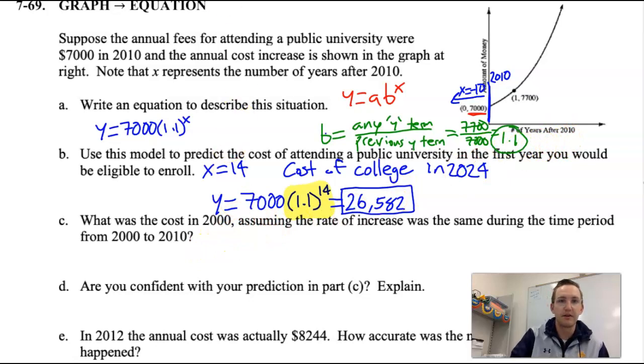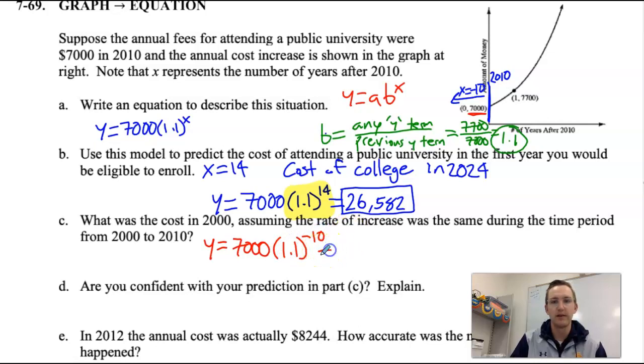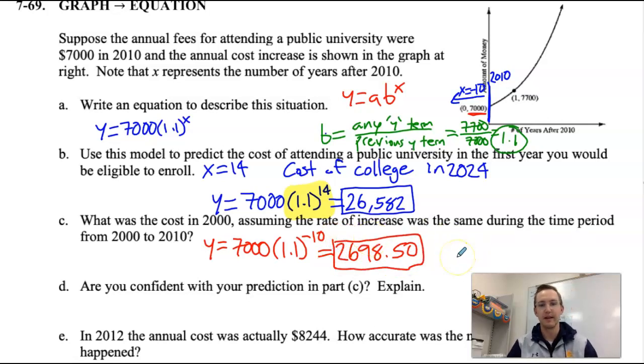So again, if we plug that into our equation, that would get us y equals 7,000 times 1.1 to the -10, which if we evaluate would tell us that we would get a cost of college of $2,698.50 for the year, which is a bargain. Almost makes me wish we could go back in time and go there.